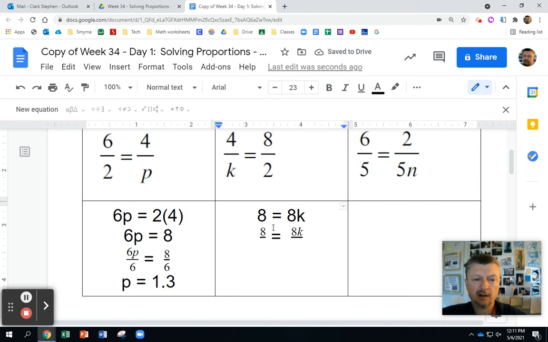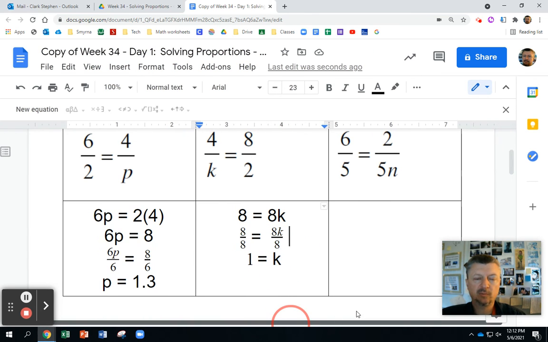8 equals 8K. Now I want to divide by 8 on both sides, because this is 8 times K. The opposite is divide. If I divide by 8 here, that cancels, right? And if I divide by 8 here, I'm going to get a 1. This is a good example to show why this 8 cancels here. 8 divided by 8 is 1, right? And on this side, you have 8 divided by 8, so that turns into 1 also, and the K is still there, so 1K. But you don't need the 1 in front of the K. 1 times K is just K. That's why it cancels when you do this. 8 over 8 goes away, and you have K. Very good.